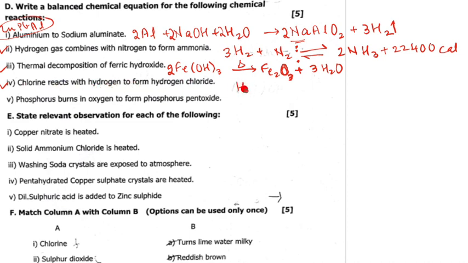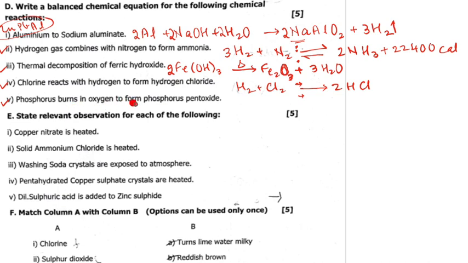Now, chlorine reacts with hydrogen to form hydrogen chloride. So we will have H2 plus Cl2, and that will give us 2HCl. For the reactions which have conditions, you must write the conditions. Here you have to write diffuse sunlight, and here it will be moisture.